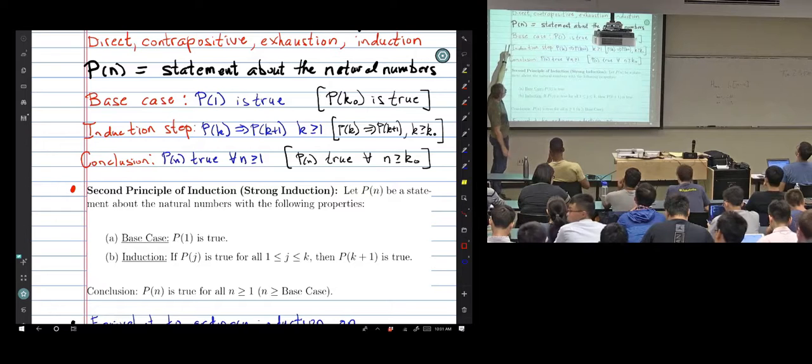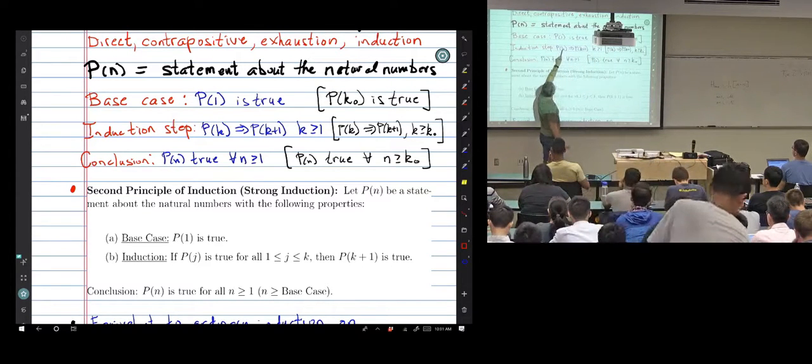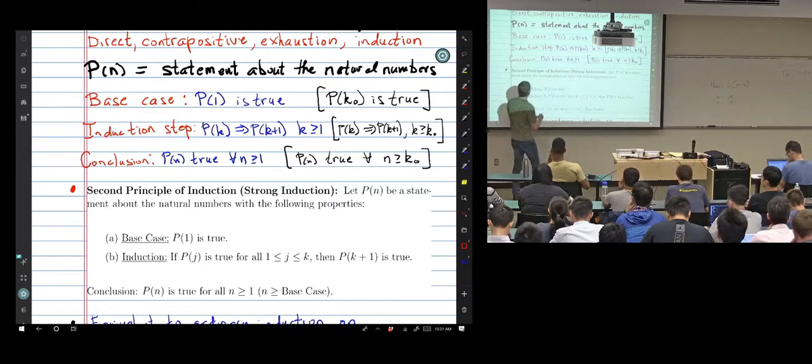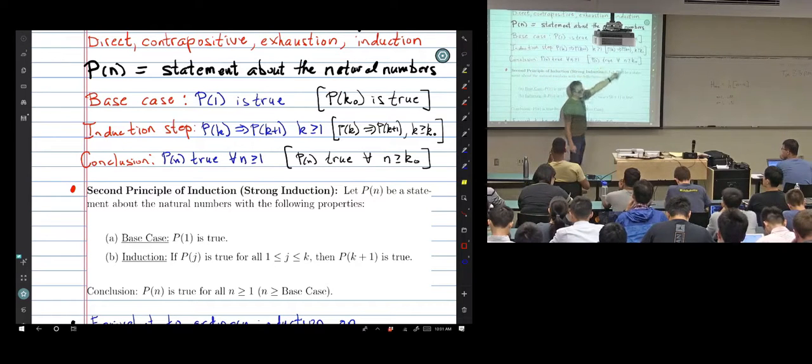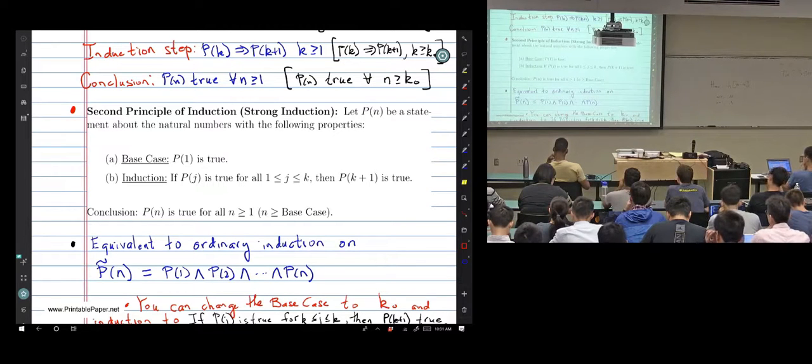So you prove a base case is true, and then for natural numbers greater than the base case, prove that the statement P of k being true implies the next one is true. That's induction. And magically, you get an infinite number of things that are true from the base case onward. Then we have this equivalent thing called strong induction, or the second principle of induction, which allows you to organize the proof in a slightly different way. Sometimes it's more convenient. It's logically equivalent.